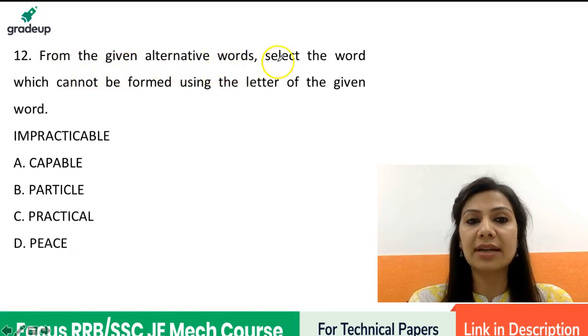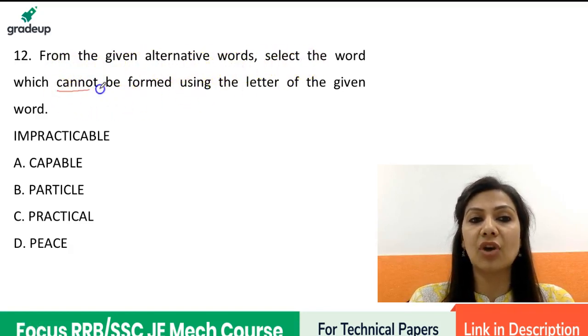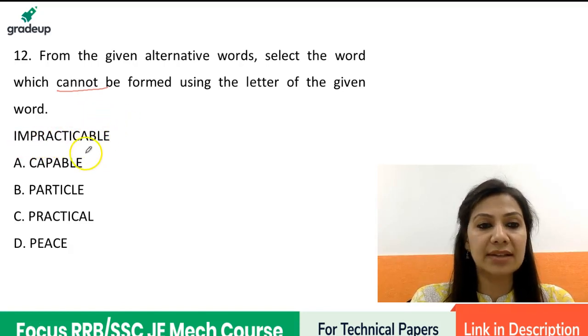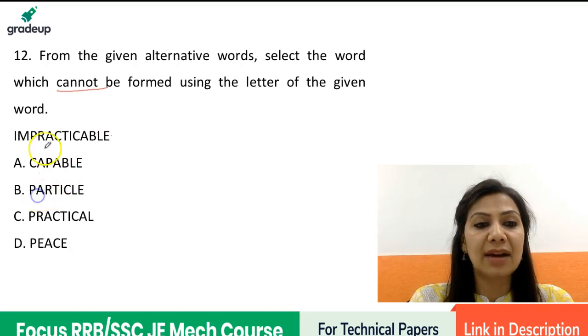From the given alternative words, select the word which cannot be formed. You have to select the word that cannot be formed using the letters of the given word. So this is impracticable. If you check out capable, so C is here, A, B, L, E. Yes, it can be formed. This is particle, so P, R, A, T, I, C, L, E. Yes, it can be. Practical, P, R, A, C, T, I, C, A, L.